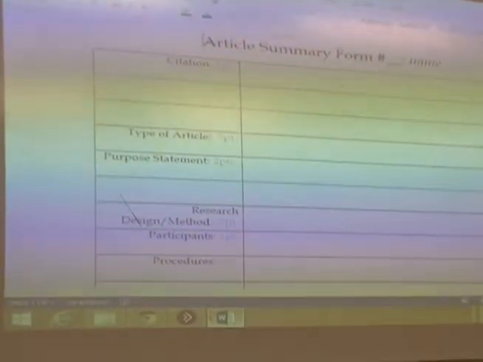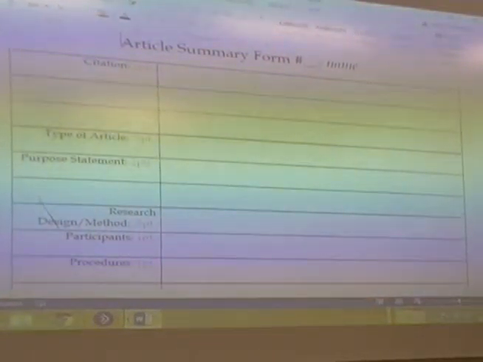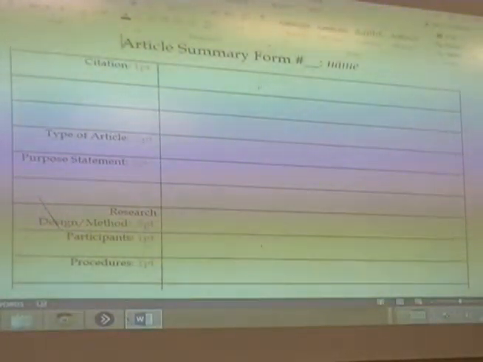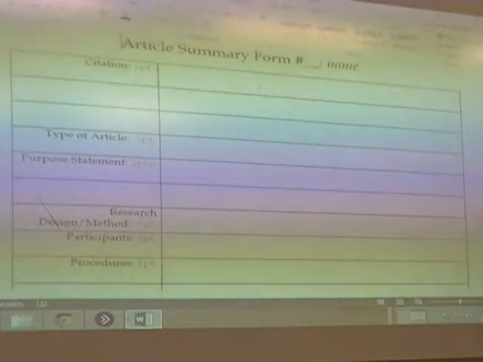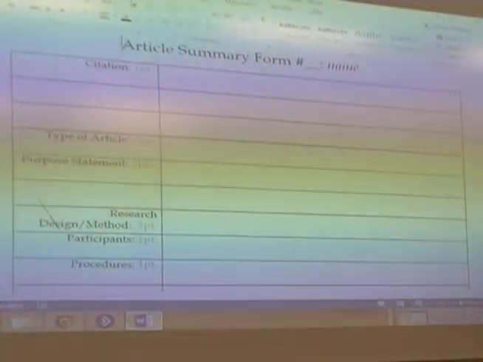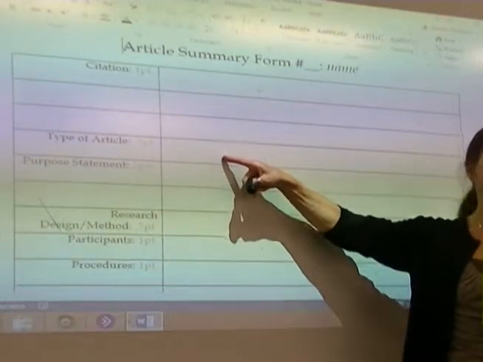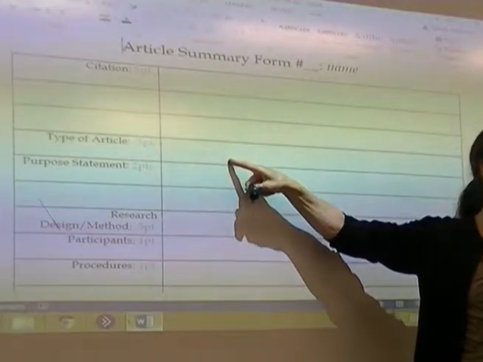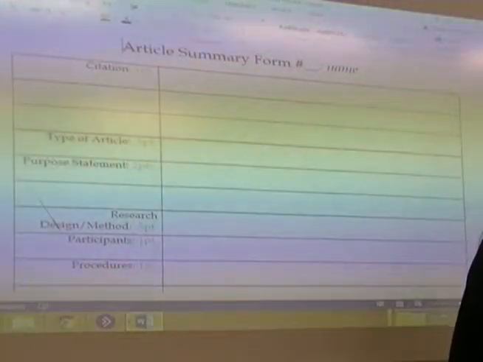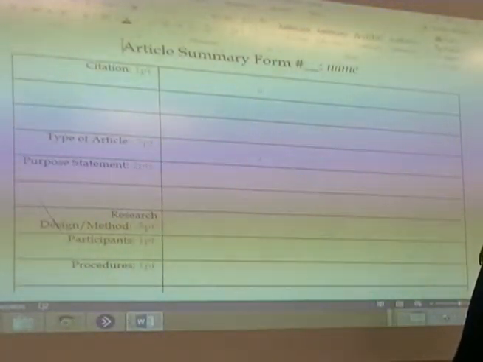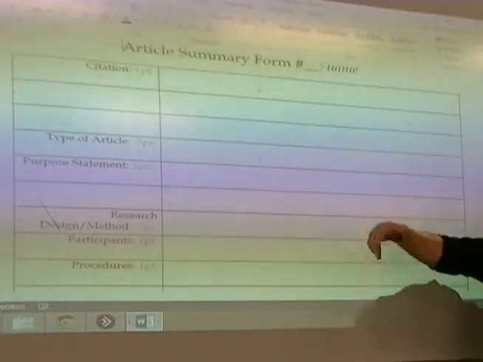Type of article. So if you did the reading in the APA manual, page 9, says types of article. So don't put research or newspaper, because when I said type of article, you should know, because you did the reading, that there are definitions of types of articles. Right? Pick which one you think it is, put it in the box.